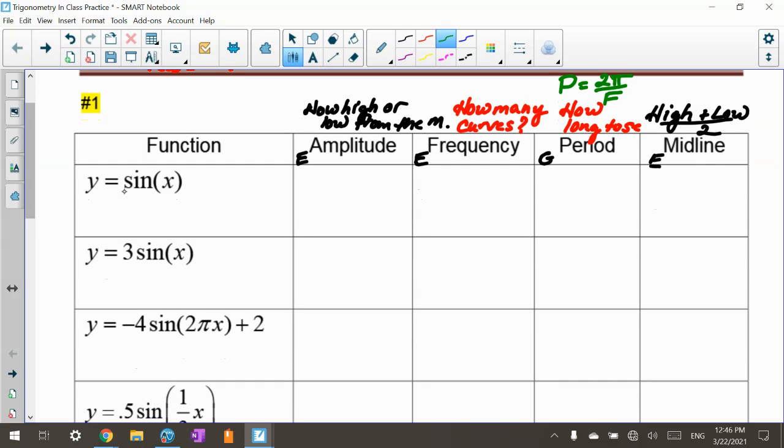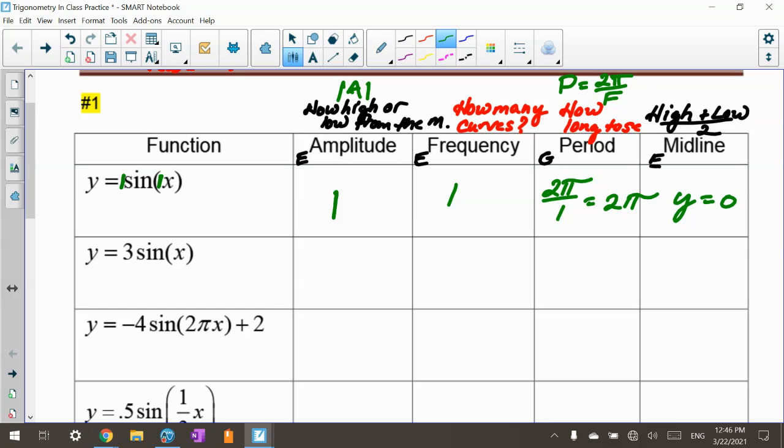The first one here, the amplitude is 1. And the other thing about amplitude, it's never, ever, ever negative, so you'll always see it in an absolute value. The frequency is what is in front of your variable, and that's a 1. So I'm only going to see one curve. The period is 2 pi over my frequency, or 2 pi. And since I'm not adding or subtracting anything, my midline is y equals 0. So that's what we're going to do with all of these.